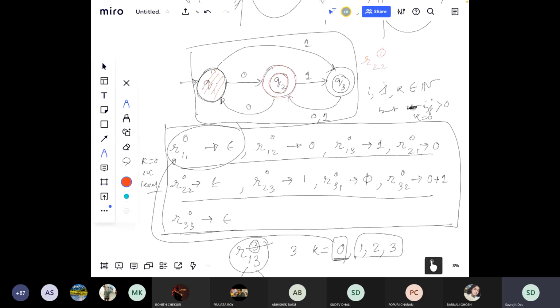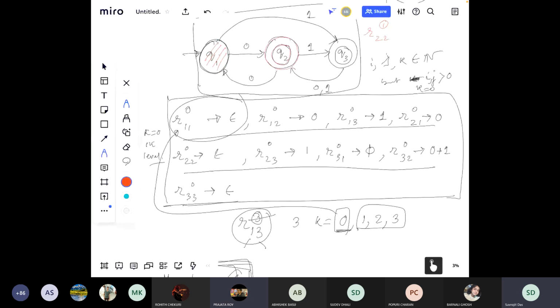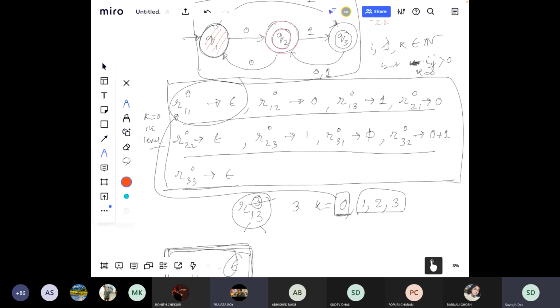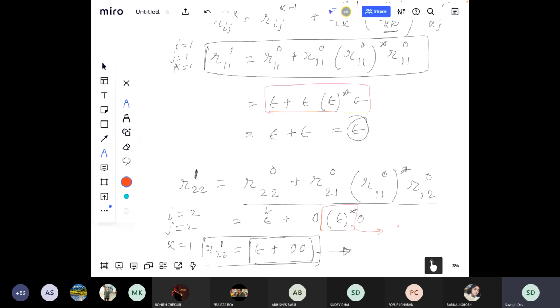Sir, I had one doubt. As for the stars that we're getting, epsilon stars, instead of epsilon, for example 0, 1 star, would it be all the possible combinations of zeros and ones? You are pointing out this one. Yes, sir. For example, the R110 star. It is epsilon star. So what is epsilon star? Epsilon star is nothing but epsilon.